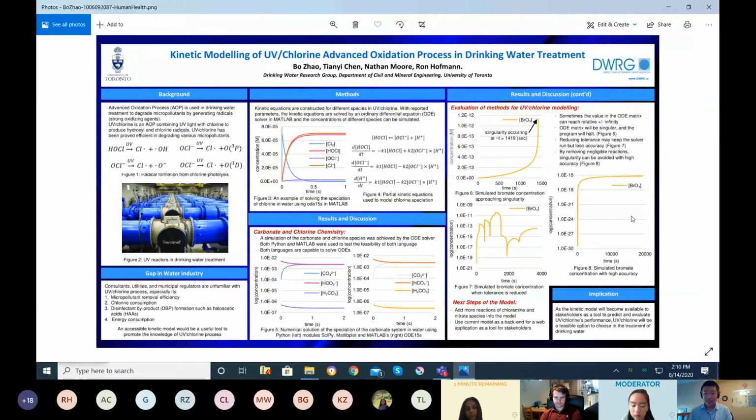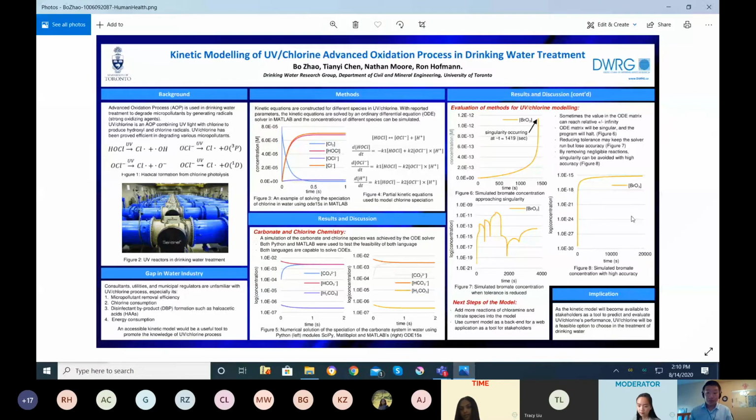In terms of the next steps of the model, we want to increase the comprehensiveness again for the stakeholders within the water industry by adding more species to the model, such as chlorine and nitrate species. And we hopefully one day want to use the current model as a backend for a web application to simulate the entire drinking water treatment process with UV chlorine for local stakeholders.